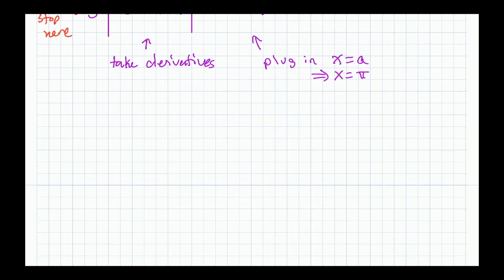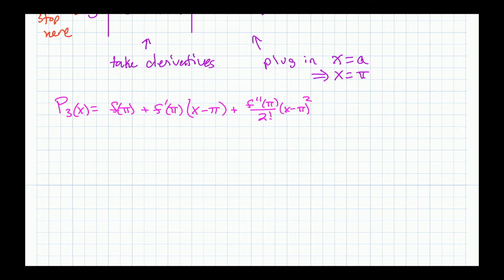So let's do this then. So what we've got is this. P3 I wrote out in general, but for us at pi, it's f of pi plus f prime of pi, parentheses x minus pi, right? All the a's are pi. Plus f double prime of pi over 2 factorial, x minus pi squared, and then f triple prime of pi over 3 factorial, x minus pi cubed.